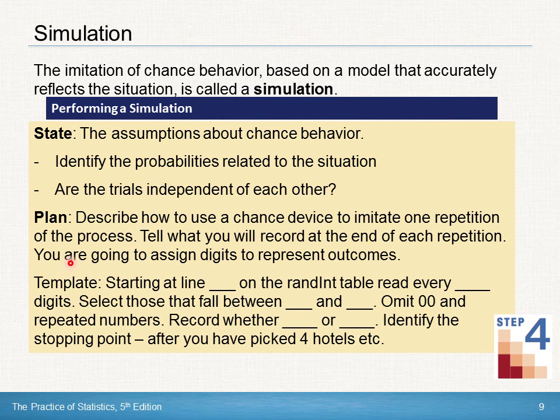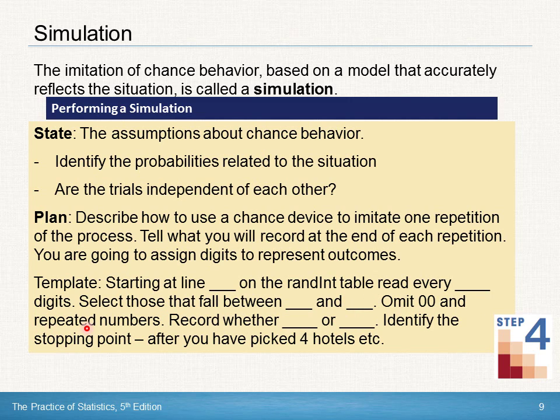Okay, so if you are using a random integer table, you have to be specific about how we're going to perform the simulation. So for example, if you have a template, we're going to state, starting at line 2 on the random integer table, we're going to read every how many digits, so 2 digits. That's going to be coming from how you assign the digits. Select the numbers that fall between 1 and 5. Omit 0 and repeated numbers.